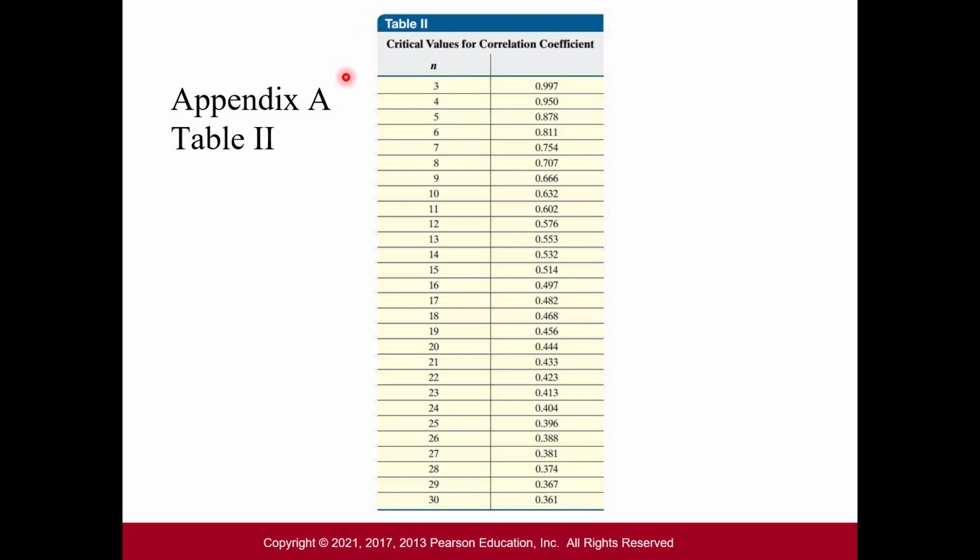Okay, so here is Appendix A, Table 2. In the left column, we have our sample size. And in the right column, we have what's called a critical value. So if we follow our steps for determining a linear relation, we take the absolute value of our correlation coefficient, and we compare it to this critical value number in the right column, and then see which one is greater.